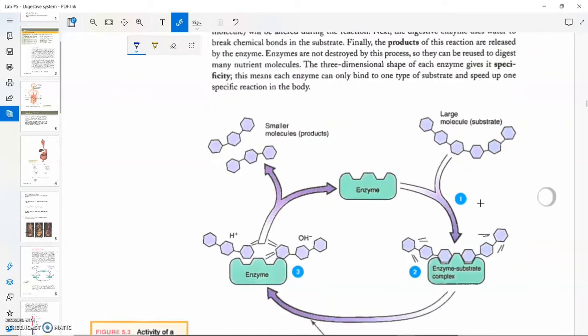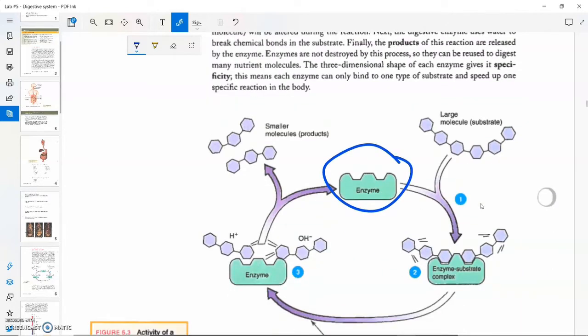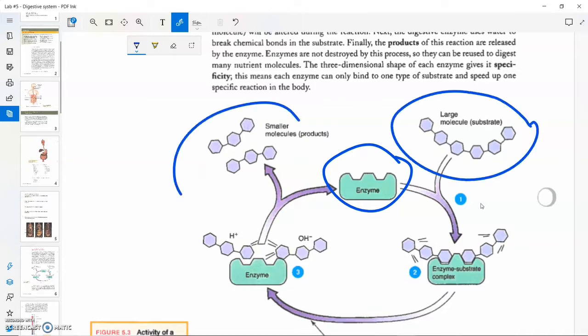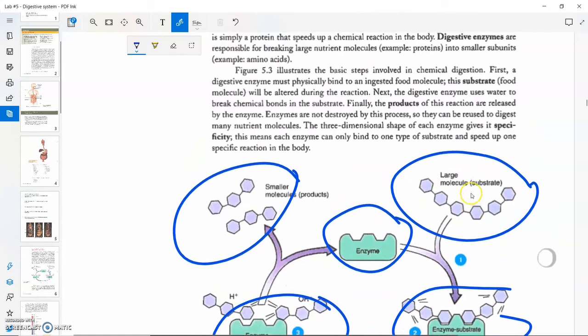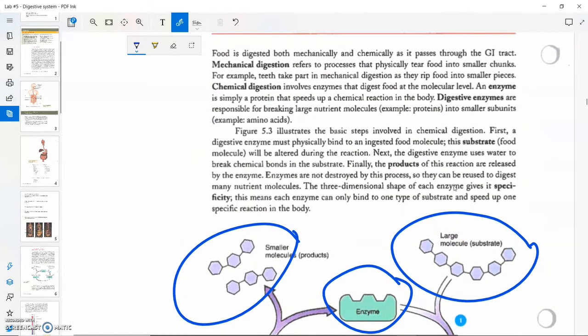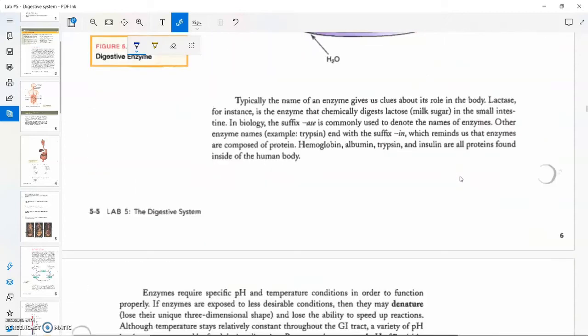Now, digestion can be chemical and mechanical. In chemical digestion, special molecules called enzymes break down larger molecules into smaller molecules. And enzymes, as you can see, come out of this interaction unchanged. They basically assist the chemical reactions to run faster. In this example, the large molecule is a substrate, and the small molecule is a product of the enzymatic reaction.